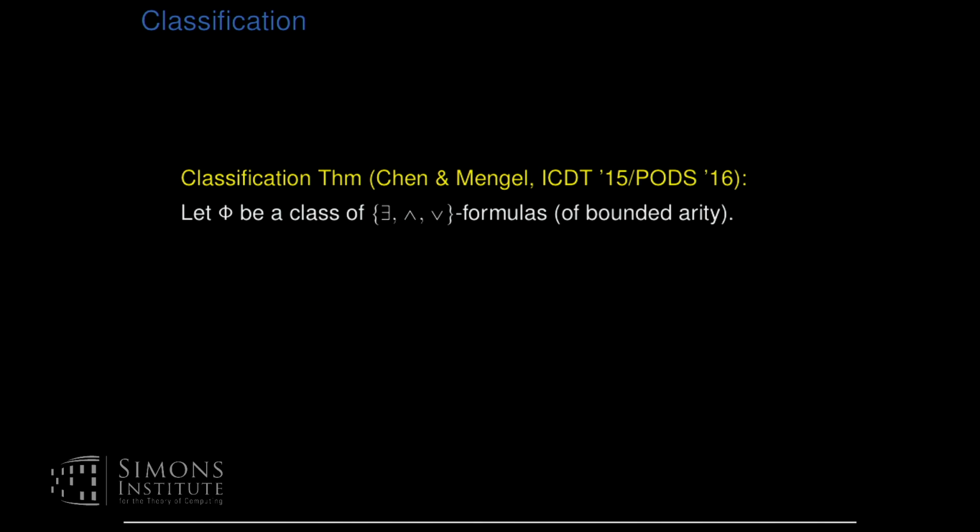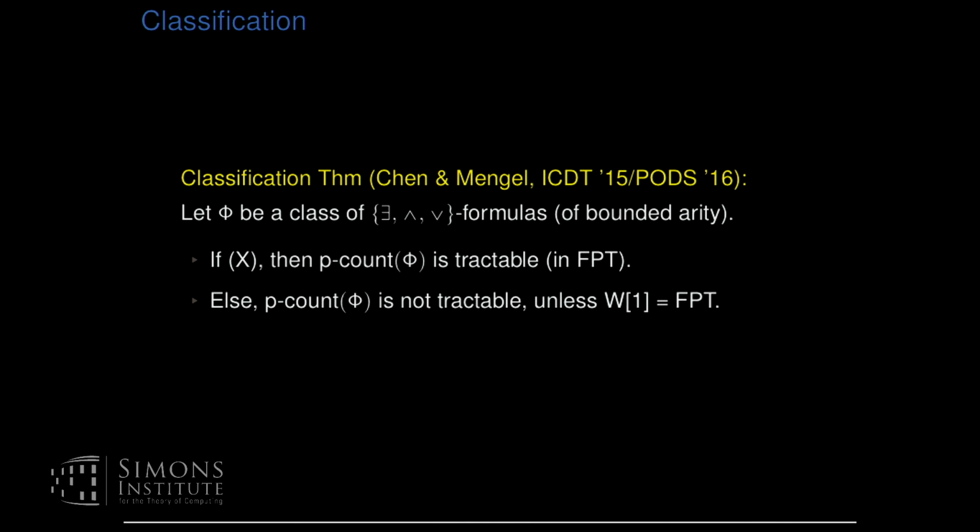Okay, so in recent work with Stefan, we classified all existential positive formulas. I'll use this notation just to indicate that we restrict first order logic according to these connectives. For any class of existential positive formulas of bounded arity, we prove a dichotomy theorem. We show that if some condition holds, which I'm not going to describe here, then the counting problem is tractable in the sense that I just described. And otherwise, we prove that the counting problem is not tractable unless an unexpected collapse occurs in parameterized complexity theory. This gives a full dichotomy theorem, at least for existential positive formulas.